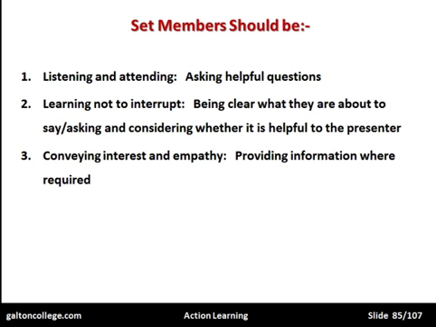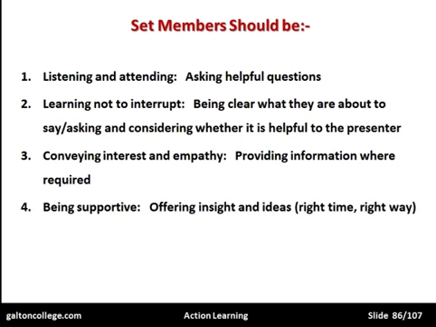So they provide information if they've got it, and they provide it openly. And they're supportive, trying to offer insights and ideas and contributing towards the whole process, contributing openly and honestly, but also challenging in a constructive way, asking, would that really work? Is that really the right way to go about things?